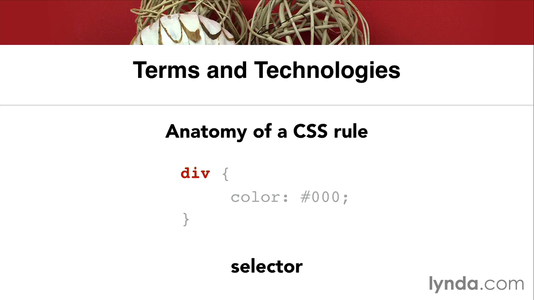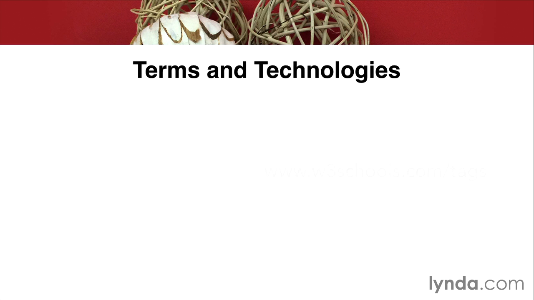And once we make the connection between the selector and the HTML elements, we can then define the properties that we want to change and then set the properties equal to a specific value. So here we would be looking for the HTML element of a div, changing the color of the type to be black. So as I mentioned before, we're going to be going through this entire project step by step.